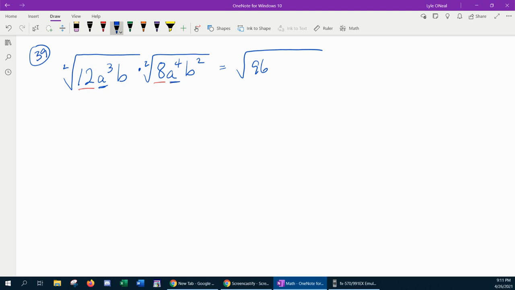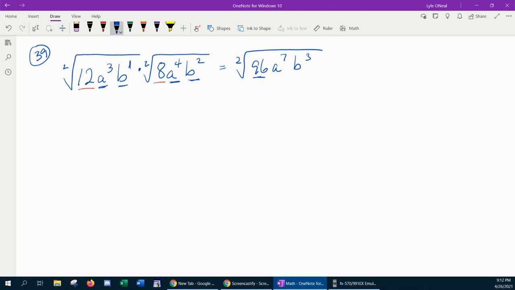I do have a's under both radicals. Remember, when you multiply variables, you add their powers. So that's going to give me a to the 7th. We also have b's. B to the 1 times b squared gives me b to the 3rd. Then you can take that result and make sure that it's in simplest radical form. Remember, the index is 2 for a square root.